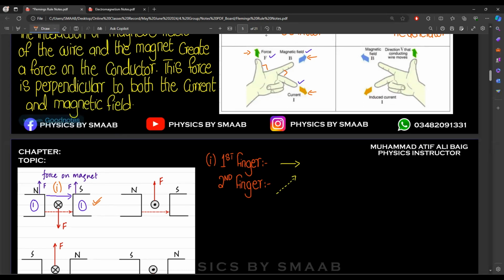And for the third one, sorry, it will be the thumb. So definitely the thumb indicates the direction of force. And there is a very basic concept to use this left hand rule. I will show you also.